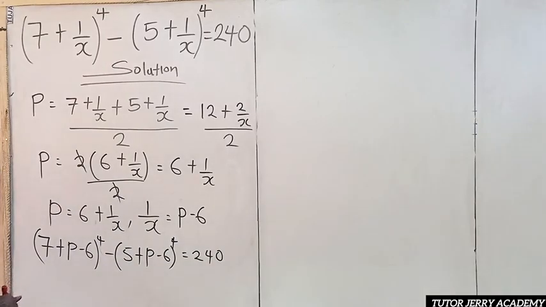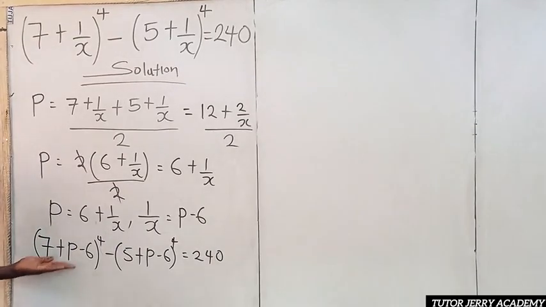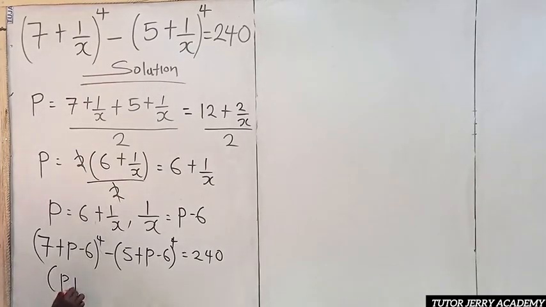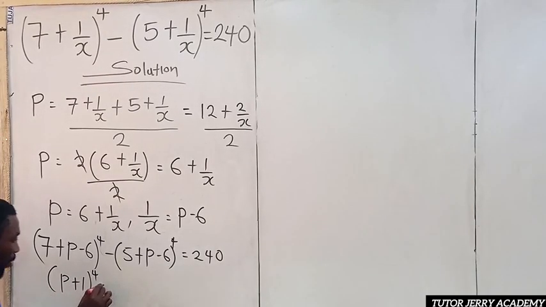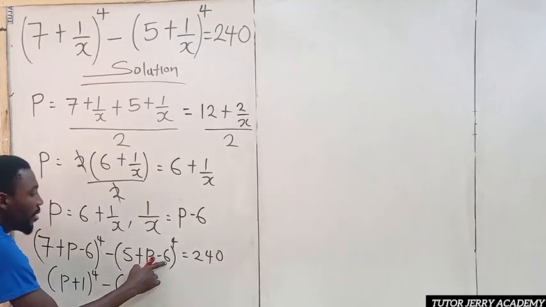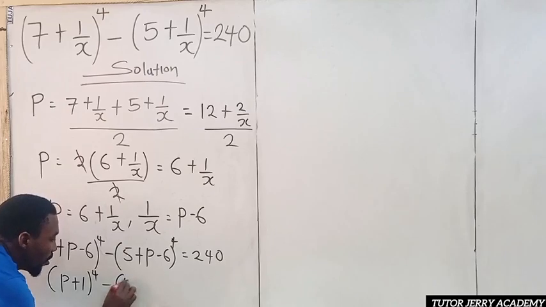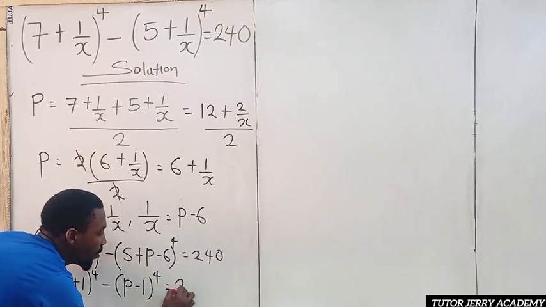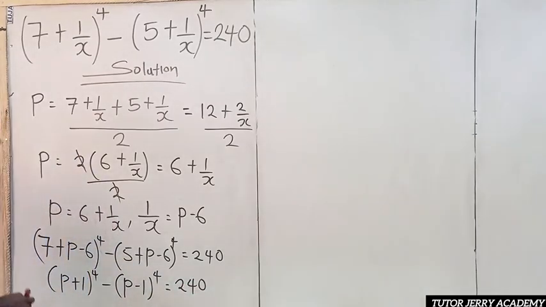Now, if you look at this critically, 7 minus 6 is 1, so we can write what is here as p plus 1. We're going to have (p + 1)^4 minus, 5 minus 6 is minus 1, so this one is going to be (p - 1)^4 equals 240. I hope you get this step.